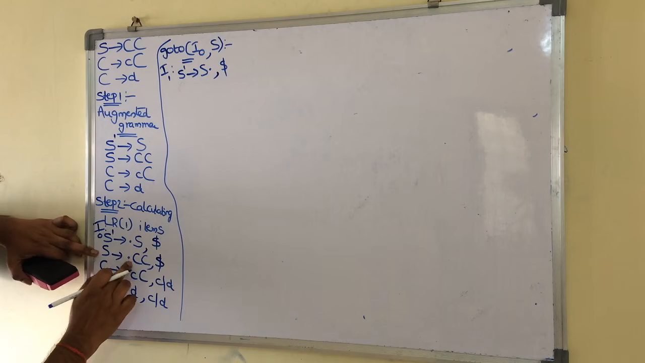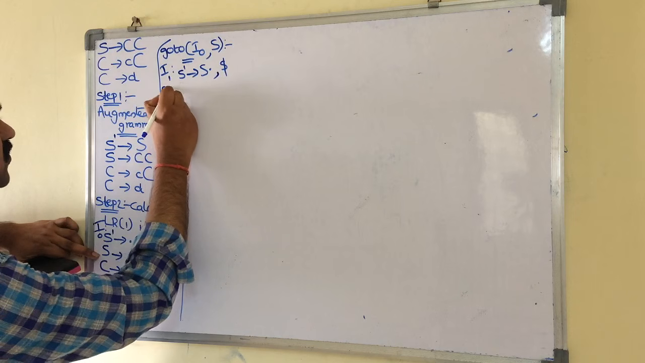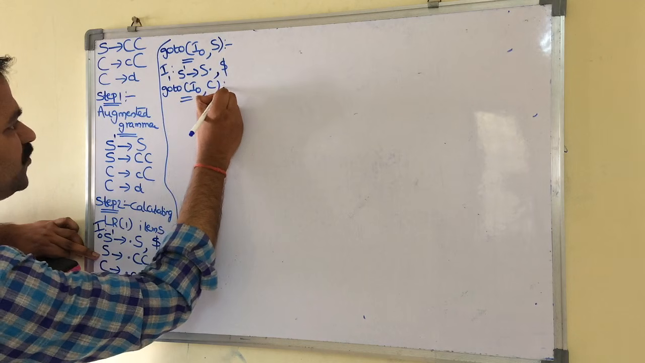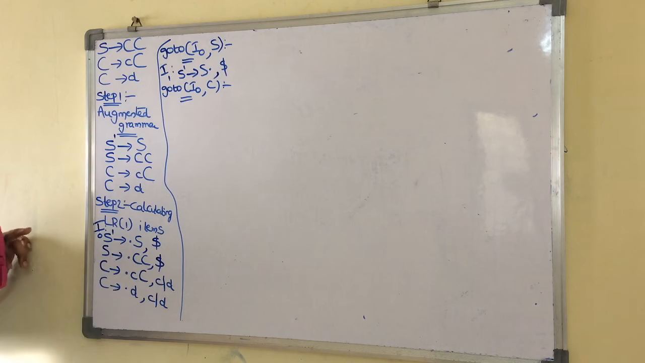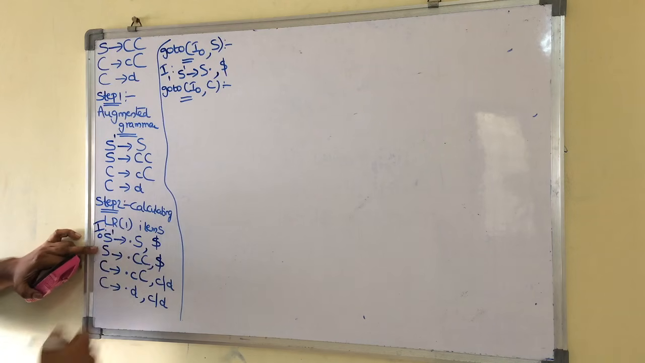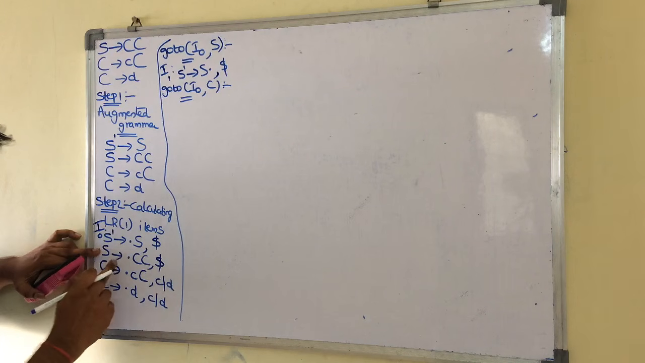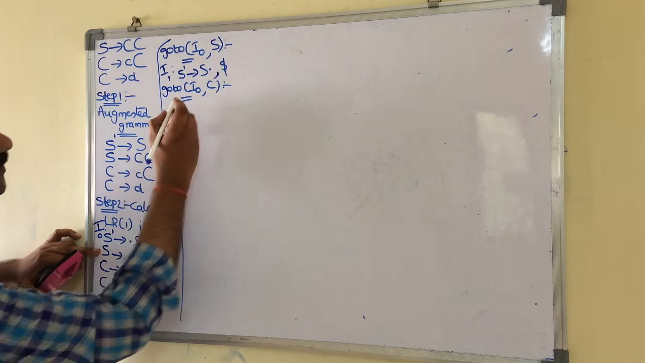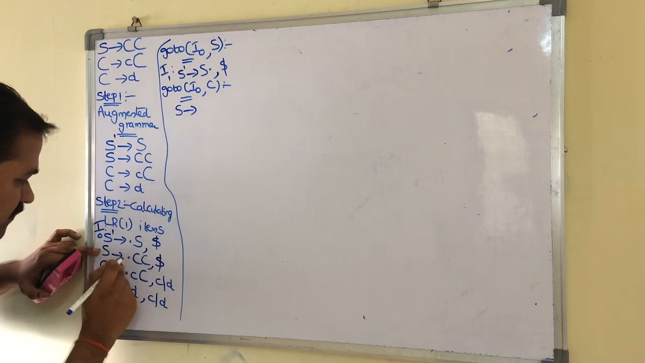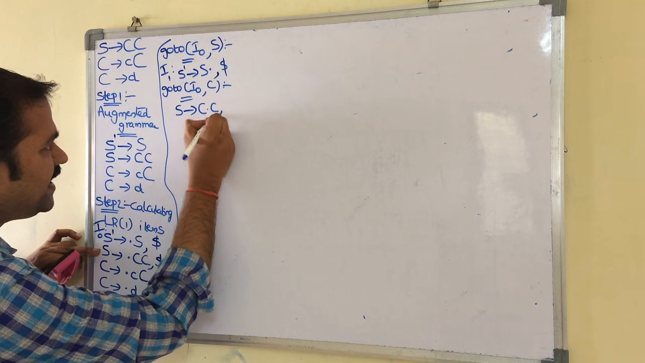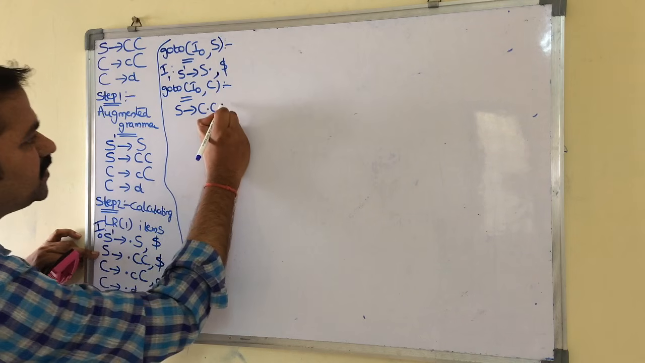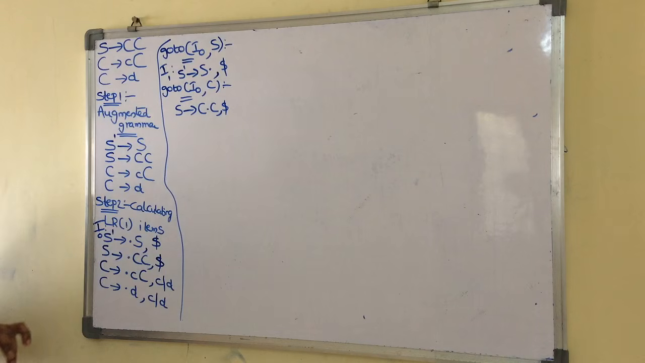Next, what is the next input that we can apply on I naught? Here after dot we have capital C. So goto of I naught comma capital C. There is only one production which contains capital C after the dot. Only this production. So apply goto on this production. Whenever we apply goto, then dot will be moved one position to the right. So the production will become S produces C dot C. And we need to write the look ahead symbol as it is. Here what is the look ahead part? Dollar. So we need to write the look ahead part as it is.